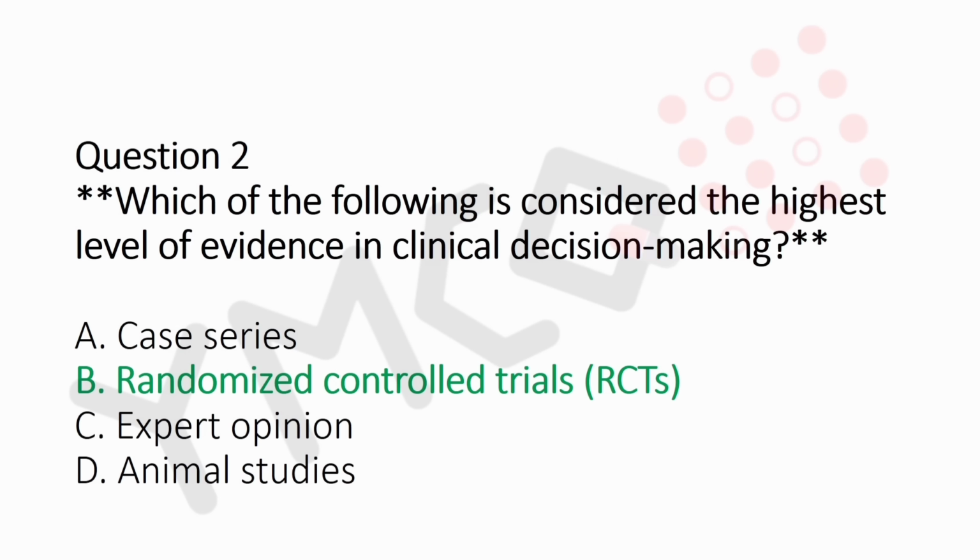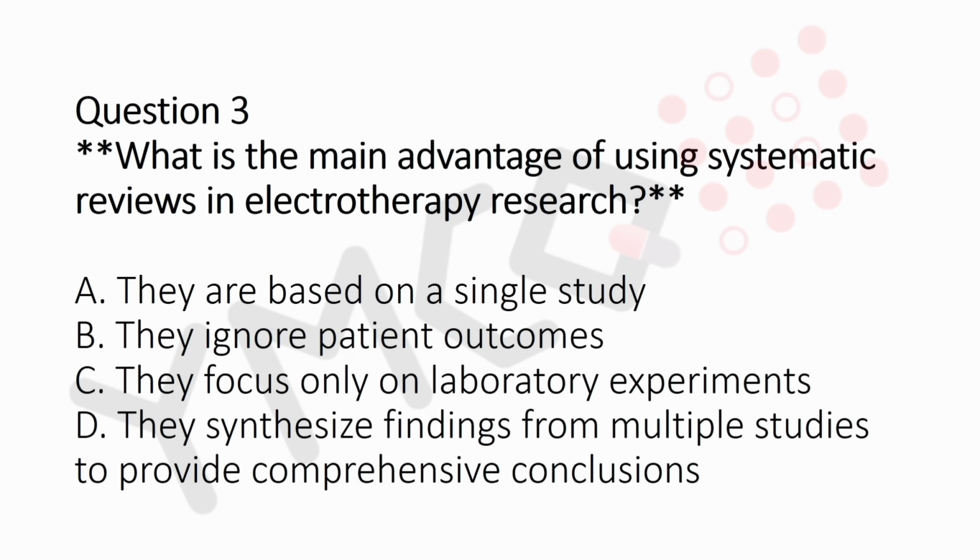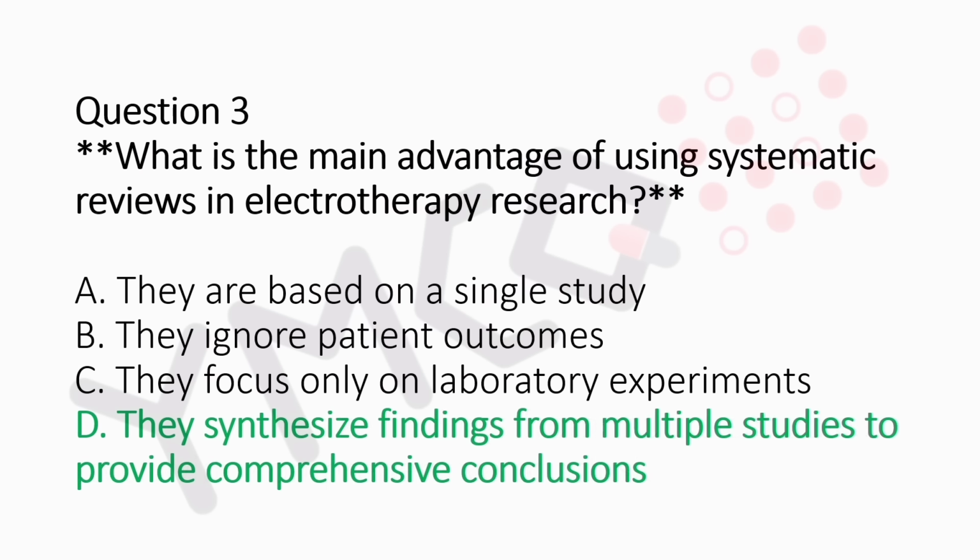Now let's move to question number 3. What is the main advantage of using systematic reviews in electrotherapy research? Option A, they are based on a single study. Option B, they ignore patient's outcome. Option C, they focus only on laboratory experiments. Option D, they synthesize findings from multiple studies to provide comprehensive conclusions. And the answer is option D, they synthesize findings from multiple studies to provide comprehensive conclusions.